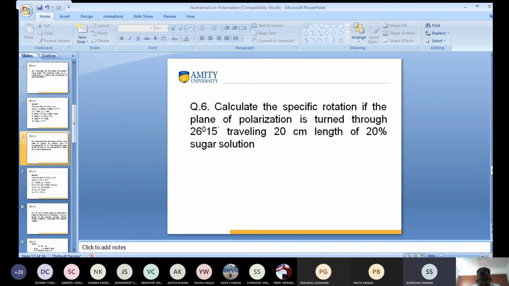Sir, actually I took 10% instead of 20%, so it came out much smaller. How can you take 10%? You are given 20% in the question. You know the question is displayed on the screen. Sudiksha? Yes sir. The question is displayed on the screen.